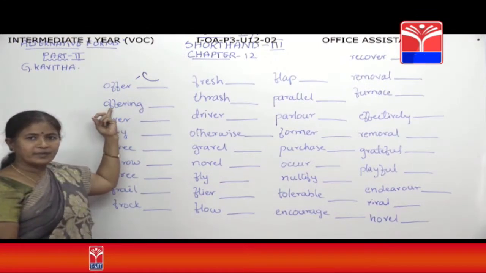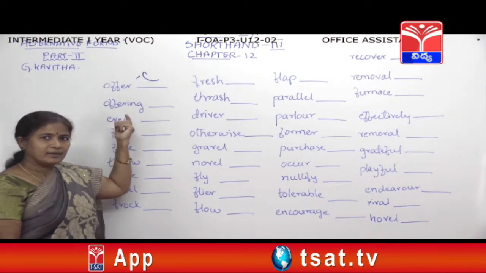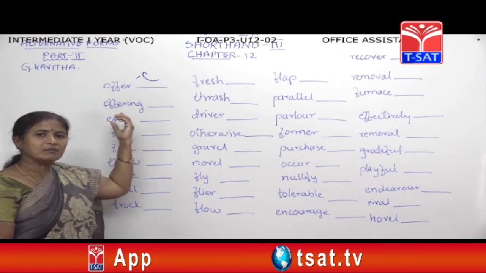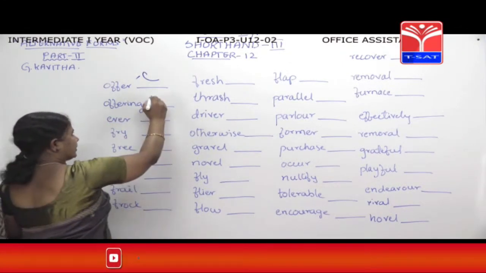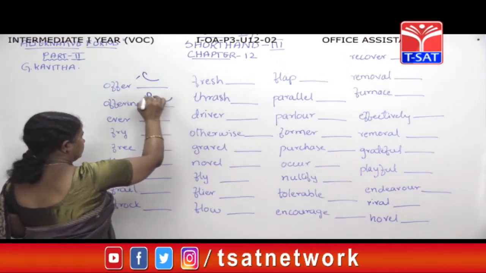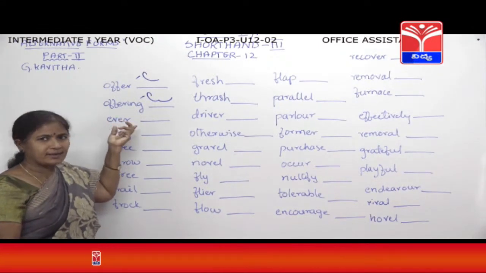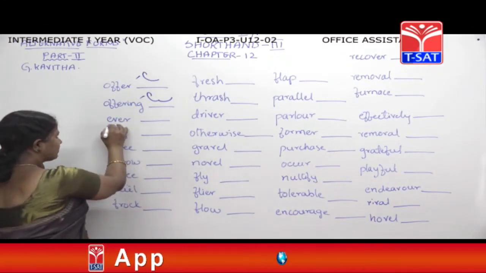Offering. Just add ing to it. Even though it's not standing alone, a vowel precedes, right? Offering. We don't write this right form. Offer and ing. Now, ever. Standing alone and a vowel is preceding.